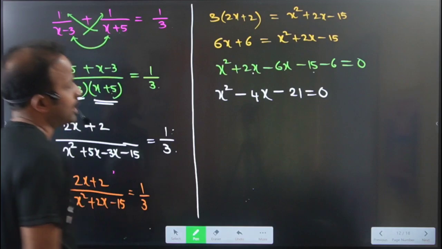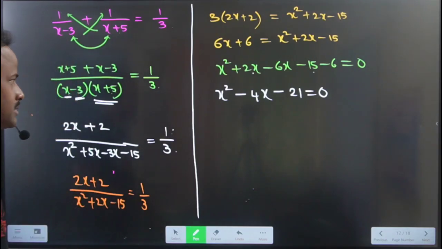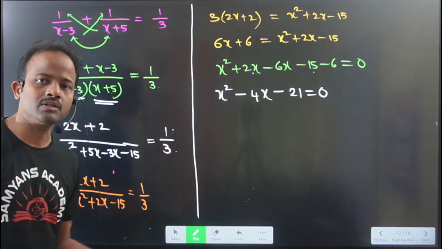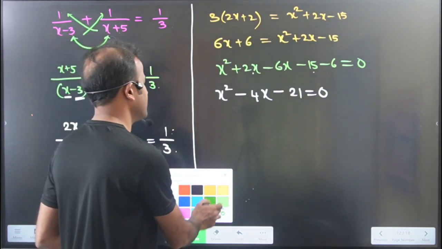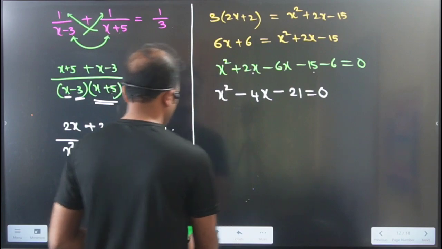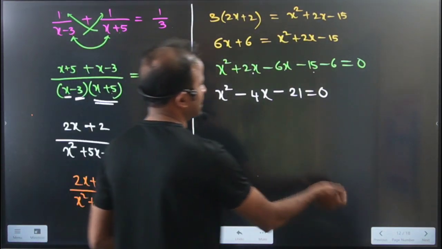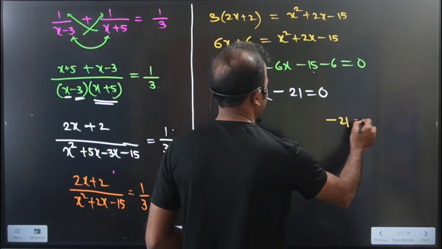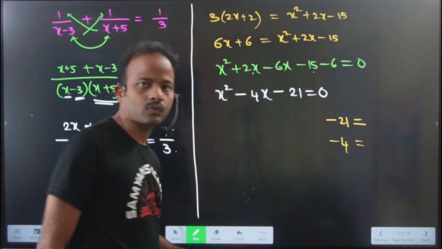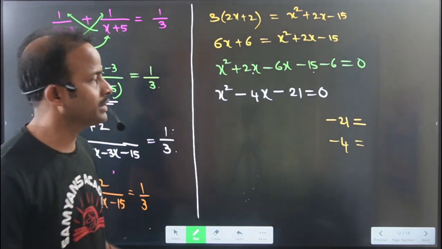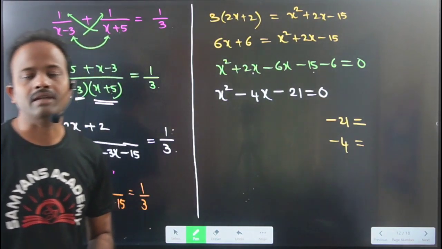Okay, now you have to solve this equation by splitting the middle term or by using the quadratic formula. Anyway you can do, no problem. So I am doing here splitting of the middle term. You have to select two numbers so that when you multiply the two numbers you get minus 21, and when you add the two numbers you get minus 4. Can you tell what are the two numbers? Yes, that is 7 and 3.